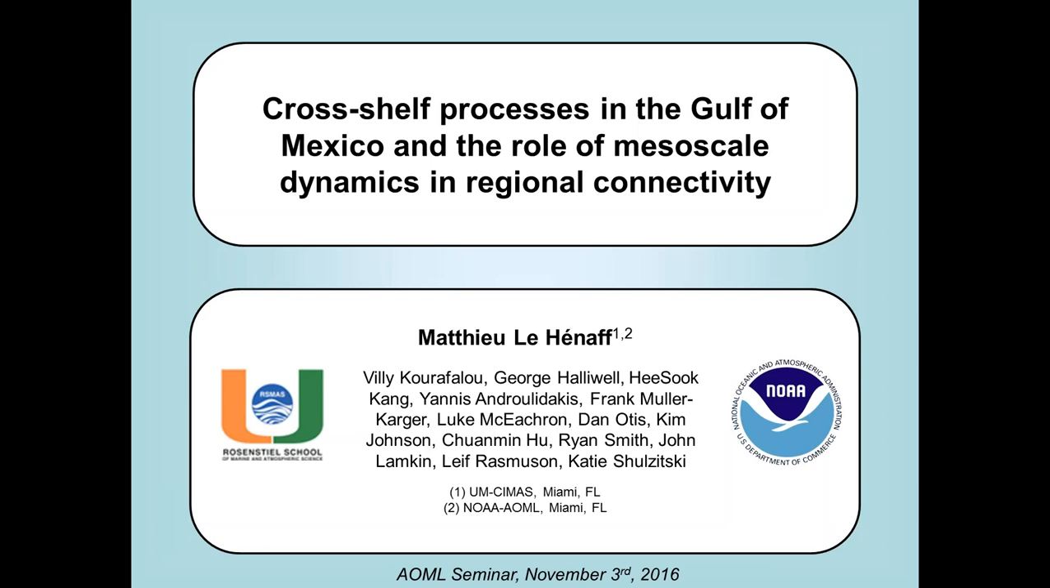And so that's why I have a list of collaborators who are people here from the modeling group, Vili, George, Hisu, Tiani. Also people I work with in the Restore project, Frank Miller-Carger at USF, Luke McEachron at FWC, and Dan Otis. Kim Johnson from Fisheries helped me also with data, as well as Sean Min. Ryan here at AOML, of course, and John Lampkin's lab with Katie and Leaf, and others.